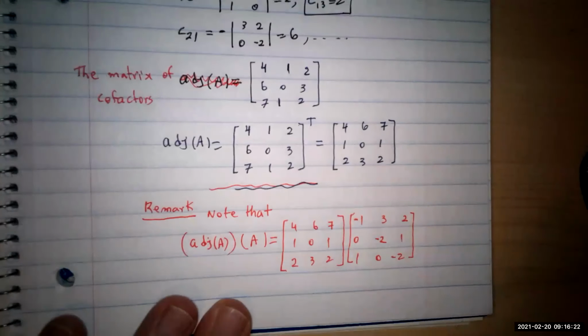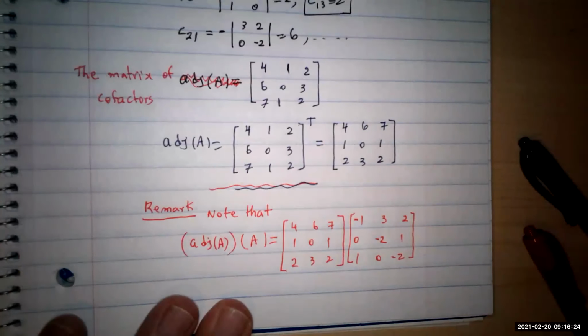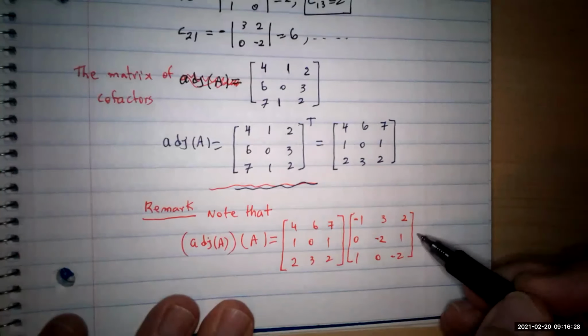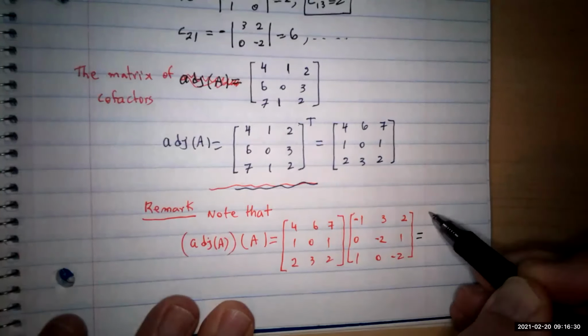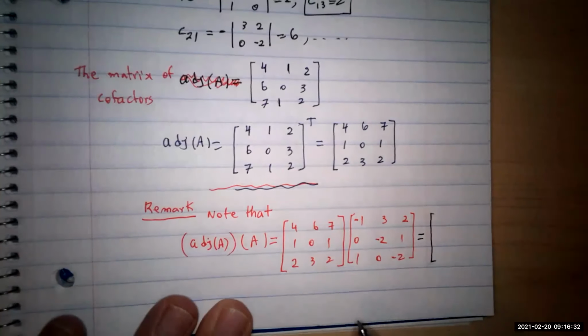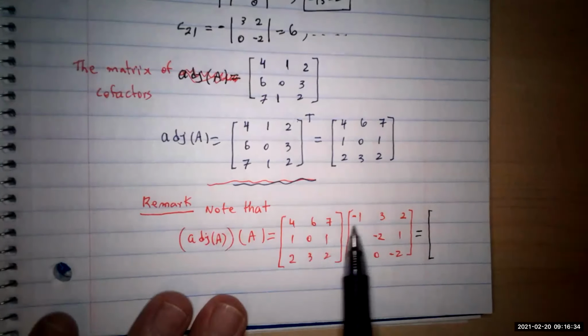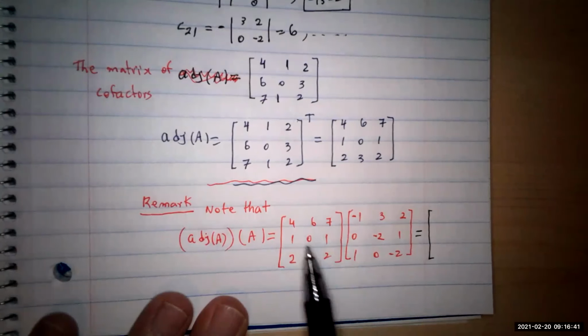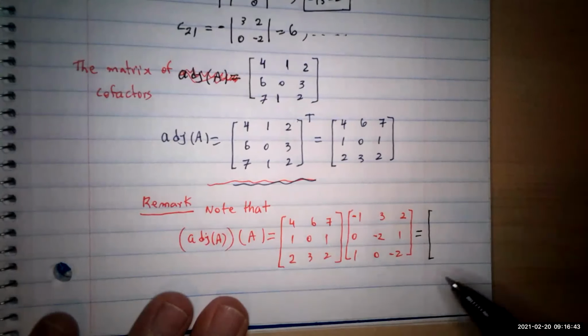If you multiply them together, what's going to be the result? The result would be a 3 by 3 matrix. Check a couple of entries to see what happens. The first row, first column: if you multiply that, it gives you negative 4 plus 7, which is 3.